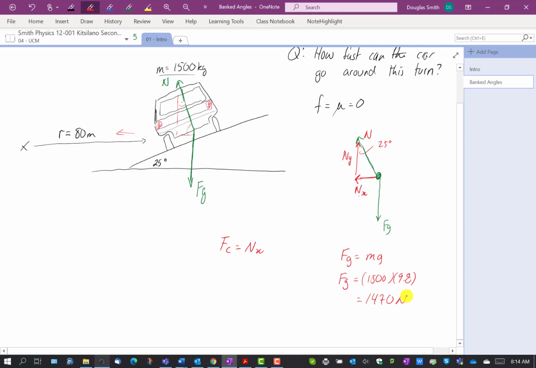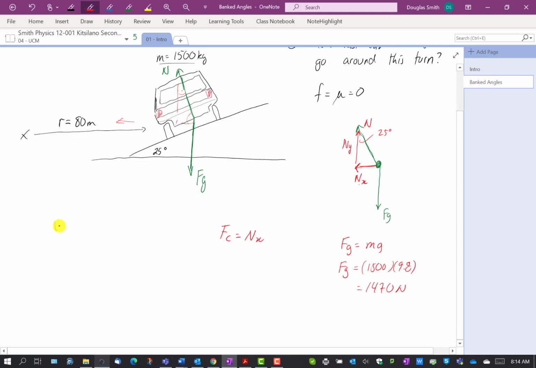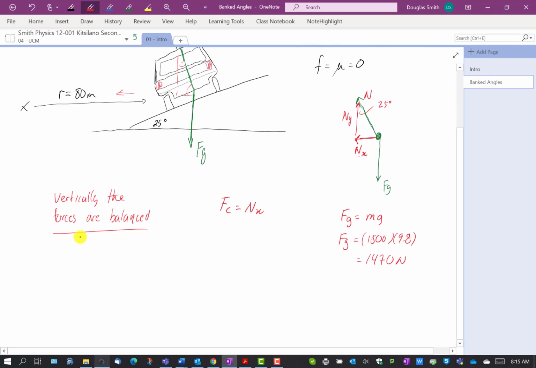We also know that this car is not rising up into the air or sinking down into the road. Therefore, we know that vertically the forces are balanced. So Ny is equal to Fg, and that's the 14,700 newtons. Aha! Now we can get somewhere. We know Ny, we know this angle, so we can get Nx.